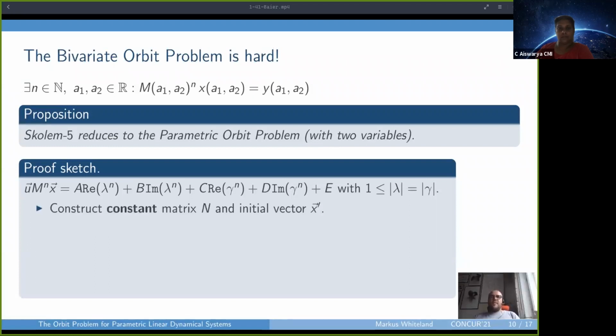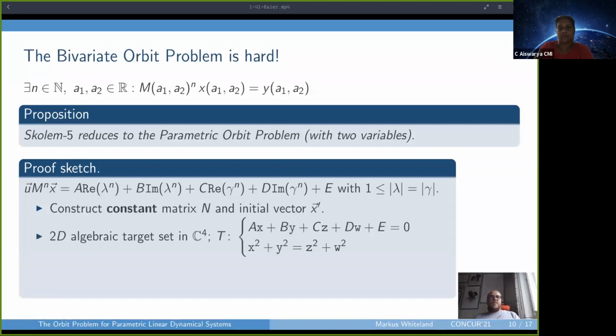We then construct an instance of the parametric orbit problem. We construct the initial vector and the update matrix that somehow encode these eigenvalues. So M will have lambda and gamma as eigenvalues. However, M and x will be constant. The target vector will be the only entity which varies according to the input parameters. We then construct a 2D algebraic target set in ambient dimension 4. The algebraic set is defined by two polynomial equalities, so it has dimension 2. If you don't know what the dimension of an algebraic set is, don't worry, it's not important.